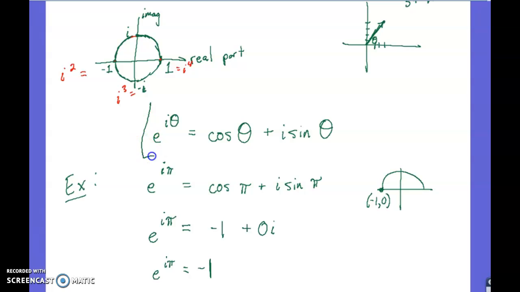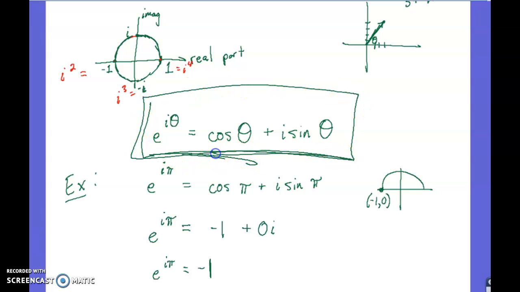So anyway, let's examine this a little bit closer, this thing right here. The reason why I'm asking you to examine that a little bit closer is because if I gave you 2 different angles, we'll call them alpha and beta, all right?